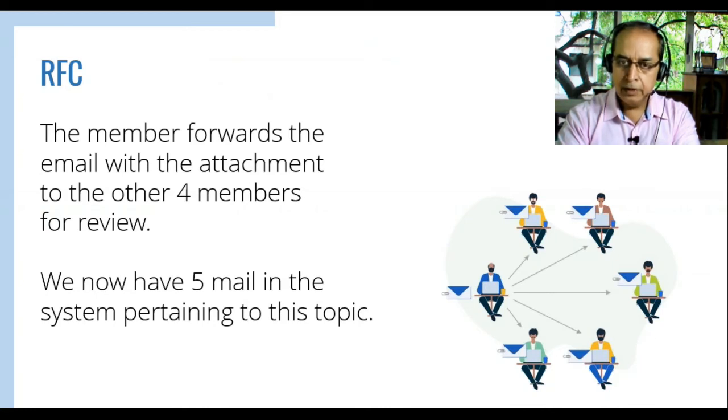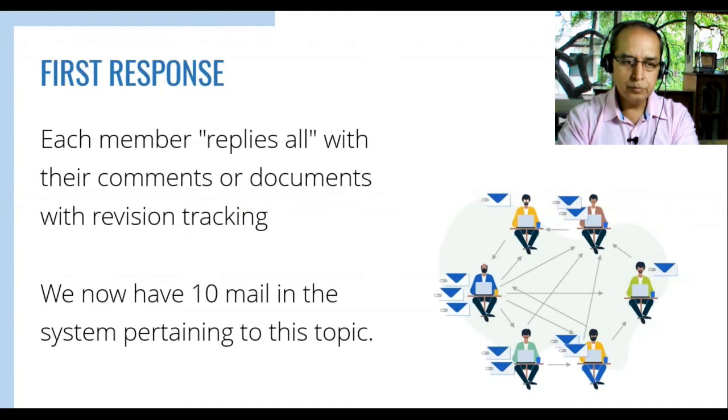So what happens? They all receive a mail in their inbox, and in the system we have 5 or 6 mails depending on the number of team members. In this case it's 6. So the first response is either some people respond, some don't, or they all reply, in the best or worst case, whichever way you want to look at it. And everybody does a reply all because everybody should know what's happening. So at this point itself we have 10 plus emails in the system pertaining to this topic across the 6 mailboxes.